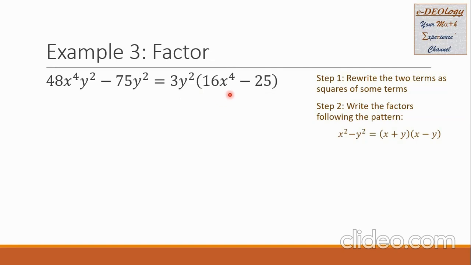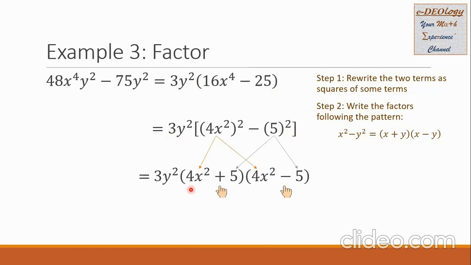The 16x raised to 4, we can write this as the square of 4x squared, and then minus. We know that 25 is a perfect square number, so that is 5 squared. And then we will just copy that 3y squared down here. And then we will have step 2. For step 2, we are now expecting two binomials here. The first term will be the 4x squared. It's now here and also here.